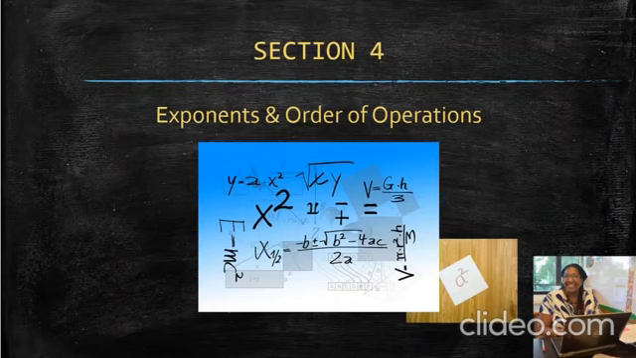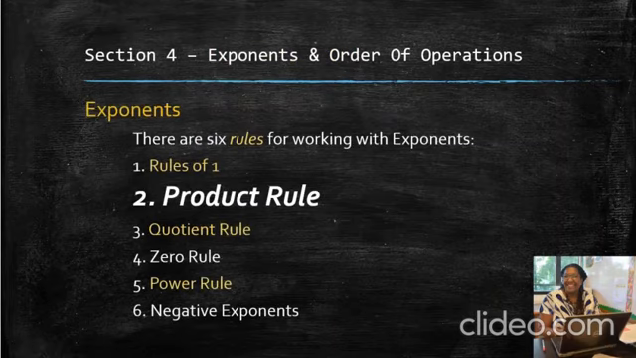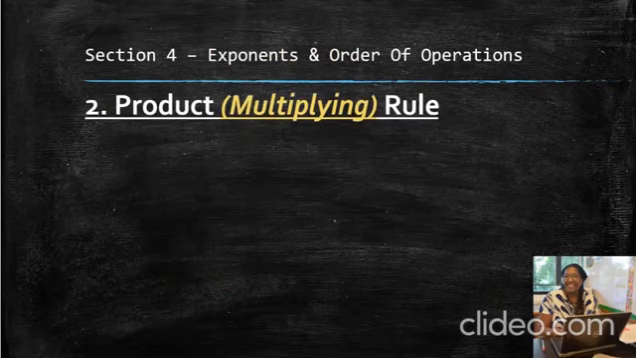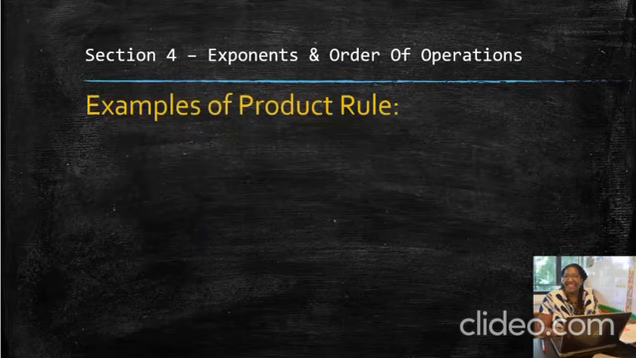In this video, we're going to talk about the product rule, which is one of the 6 rules for working with exponents. The product rule is also the multiplying rule. It says when multiplying 2 powers that have the same base, that is key, you must add the exponents. This only happens when you have the same base. We'll have some examples of that in a second.